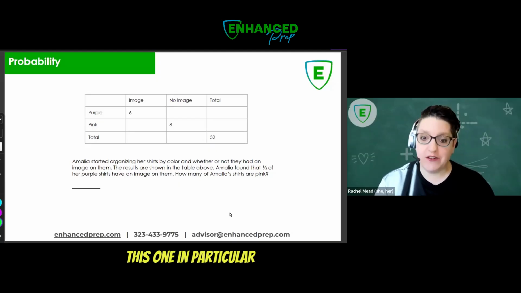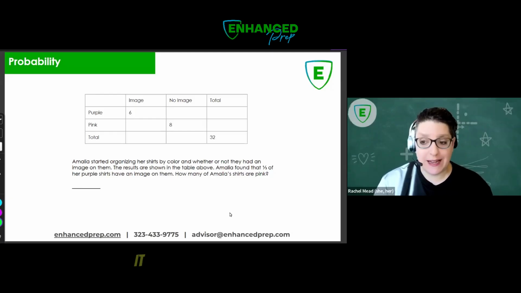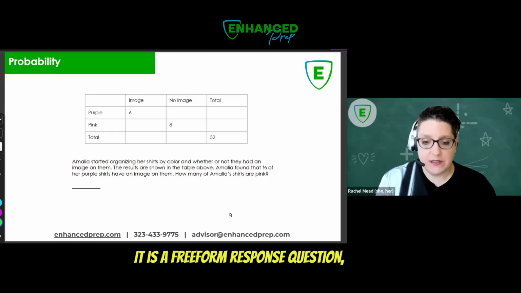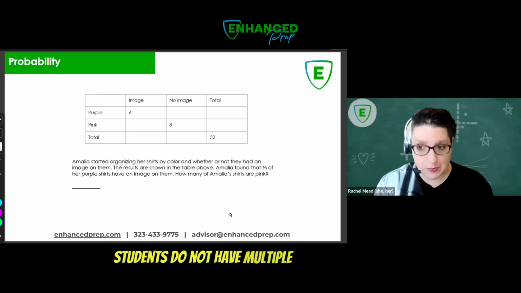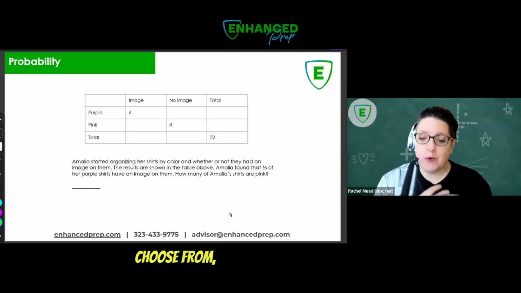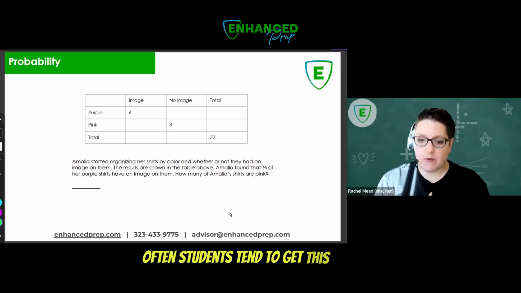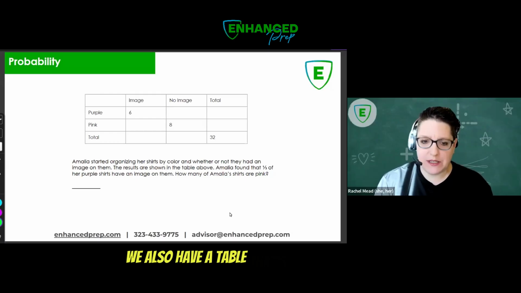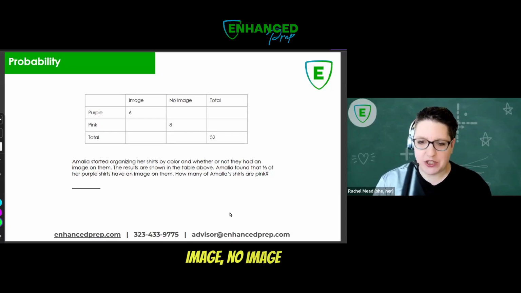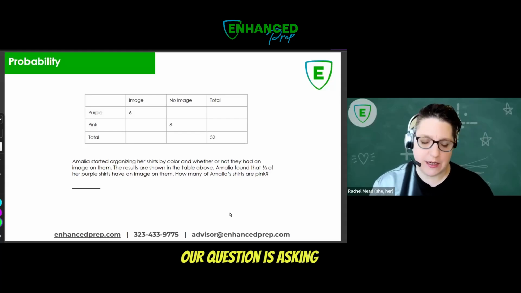This one in particular deals with probability. It is a free-form response question, so the students do not have multiple choice answers to choose from, which definitely adds to the complexity, the degree of difficulty, and how often students tend to get this wrong. We also have a table that's coming into play. We can see our colors of pink and purple, image, no image, and total. All right, let's go through and see what our question is asking us.